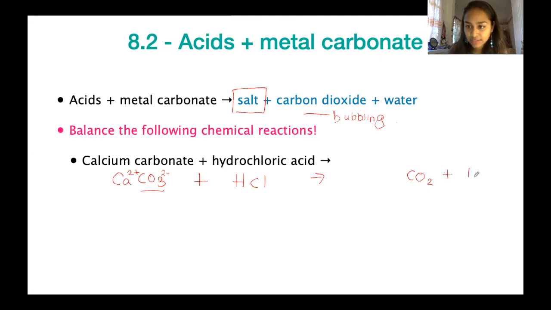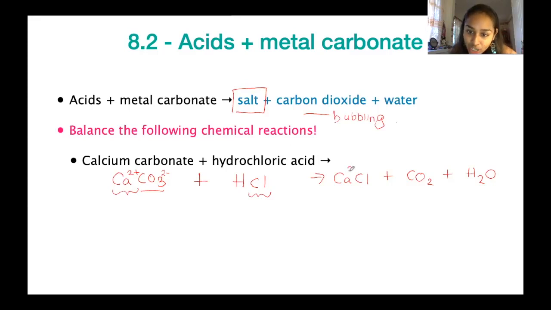and water. I quite like writing out the formulas for carbon dioxide and water to start with, just because it helps you lay out your equation a bit better. Let's look at what your salt is going to be in this case then. Remember from earlier, we said that your salt would always have a metal and a non-metal, so it's going to be CaCl. The next question that we're going to ask ourselves is, is this balanced?